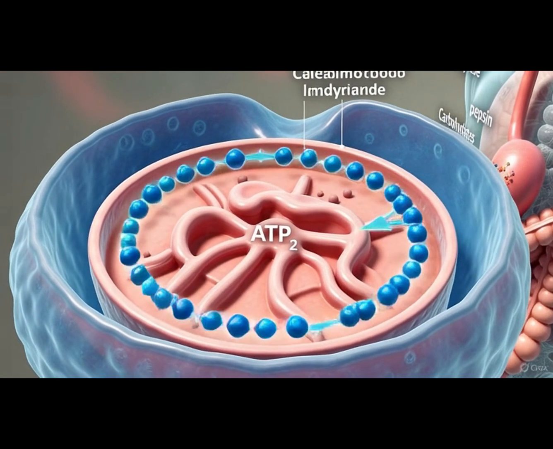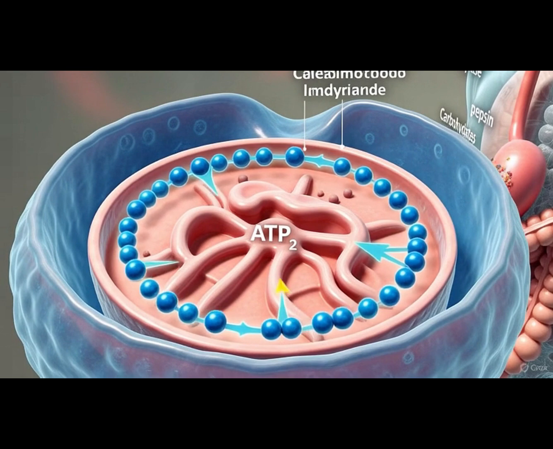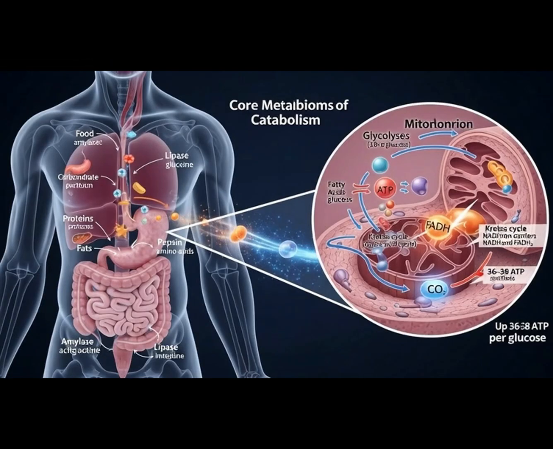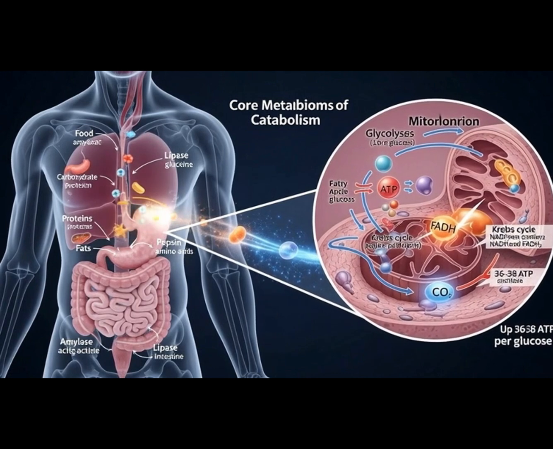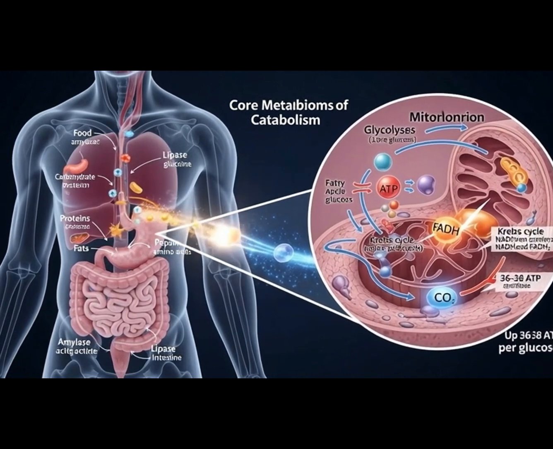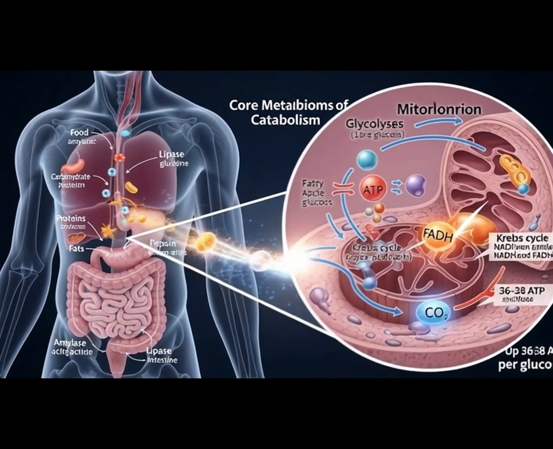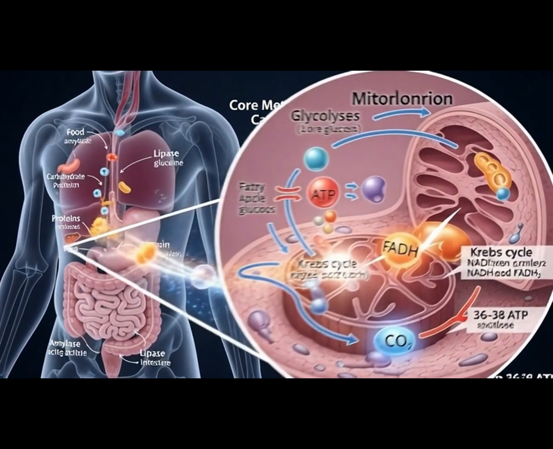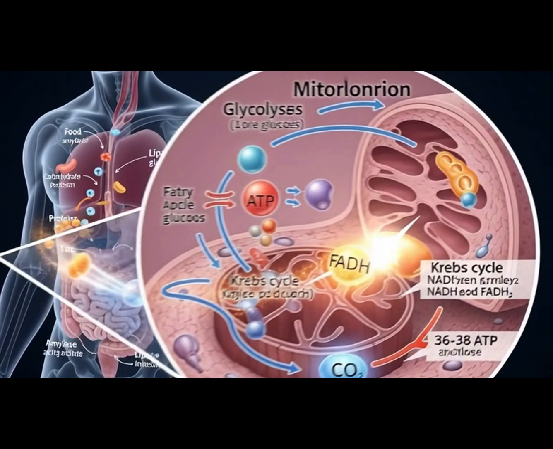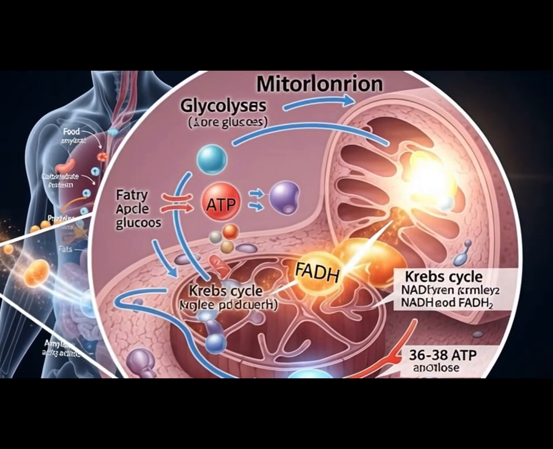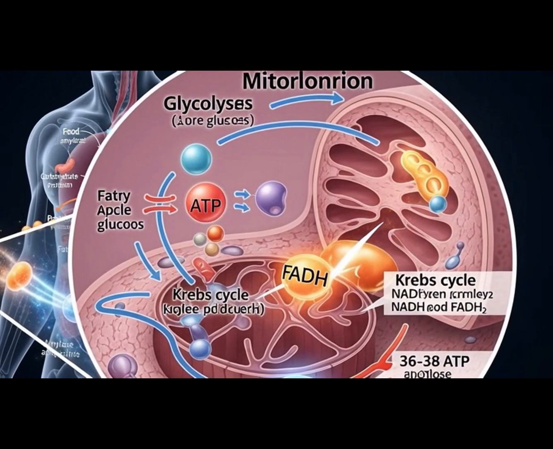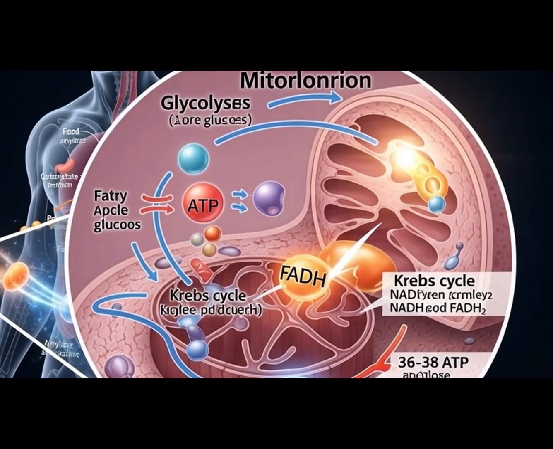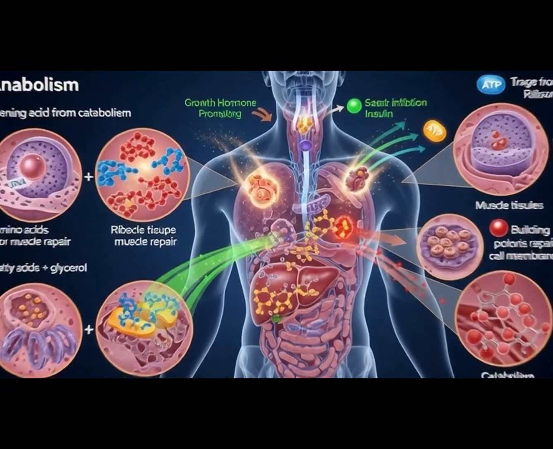These fragments converge in the mitochondria, the cellular powerhouses, where the Krebs cycle, also known as the citric acid cycle, further oxidizes them, generating electron carriers NADH and FADH2 along with carbon dioxide as a waste product exhaled through the lungs. The true energy harvest occurs in the electron transport chain embedded in the mitochondrial membrane, where these carriers donate electrons, creating a proton gradient that powers oxidative phosphorylation, ultimately producing up to 36 to 38 ADP molecules per original glucose, a remarkable efficiency that fuels everything from a heartbeat to a thought.